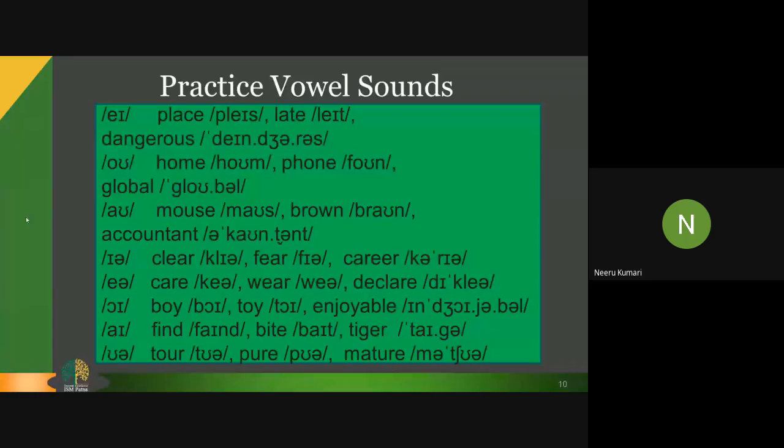The next sound, care, rare, declare. The next sound, boy, toy, enjoyable. The next sound, find, bite, tiger. The next sound, tour, pure, mature.